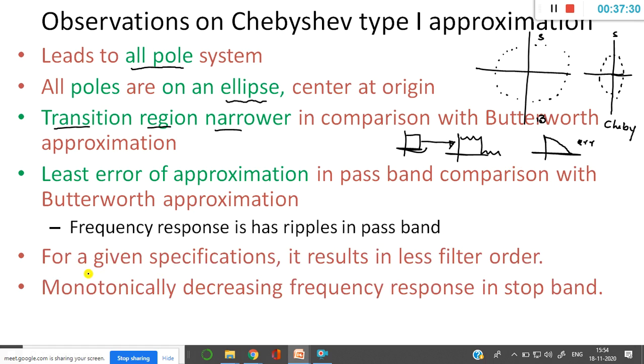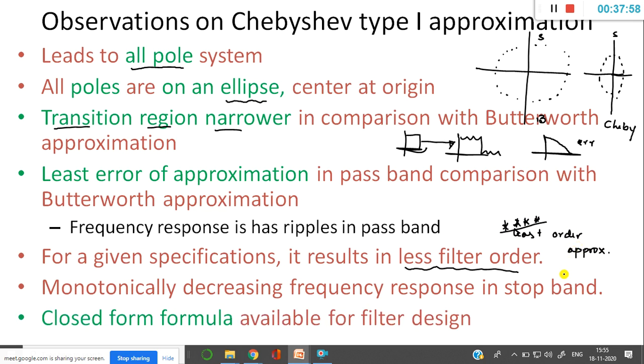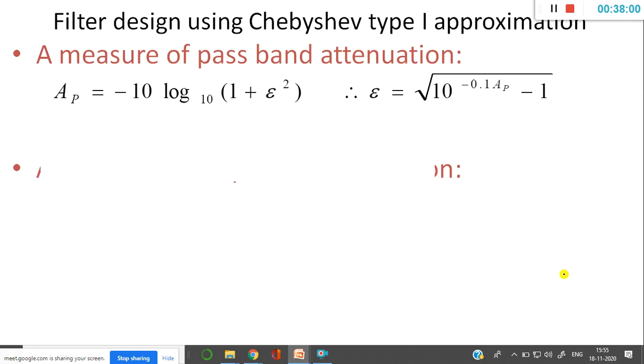Okay, you can observe another very important point here. For a given specification, the Chebyshev filter needs a lower filter order, and hence it is also called the least order approximation. The Chebyshev filter or Chebyshev approximation is also called the least order approximation method. Mark this point; we will solve an example and come to know why it is called the least order approximation method. Okay.